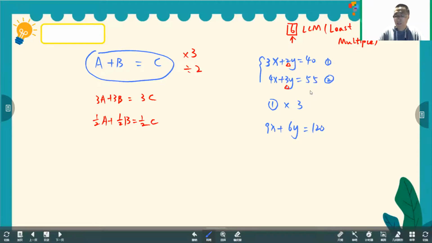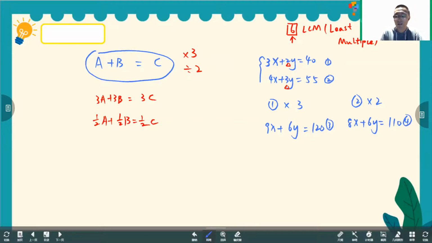So lots of students make mistakes here. They write 40 instead of 120. That is not correct. Yeah, we have to write 120 over here. And then, how do we get 6 from 3? Yeah, we use equation number 2. We times 2. So that will give us 4x times 2, 8x, plus 3y times 2, 6y equals to 55 times 2. That's 110. Okay, so say this is equation number 3, and this is equation number 4.